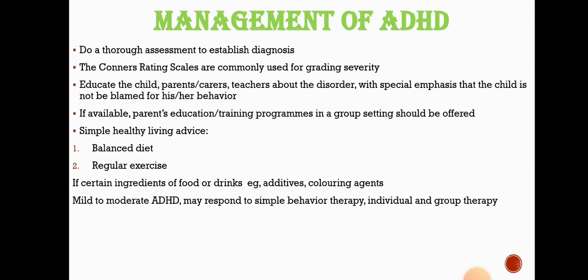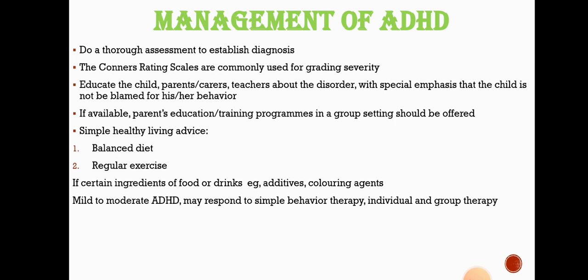And next one is by using the Conners rating scale, we can grade the ADHD children, whether it is mild, moderate or severe. And always we have to educate the children, parents, carers and teachers as well. And we should not blame the children for their behavior. Instead of blaming, we have to encourage, we have to mold the child's behavior.